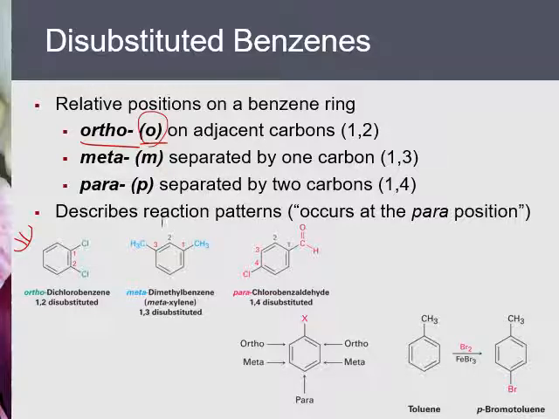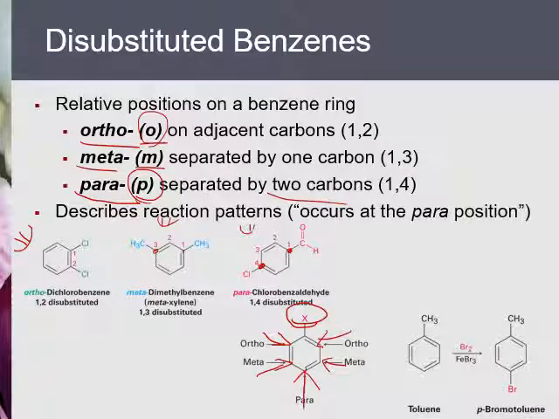In the second molecule, the 2 substituents are on number 1 and number 3 carbons, separated by 1 carbon, and this is called meta position, or M. In the third molecule, the 2 substituents are on number 1 and number 4, separated by 2 carbons, and this is called para position, or P. So relative to X, these 2 are called ortho, these 2 are meta, and here is the para position.